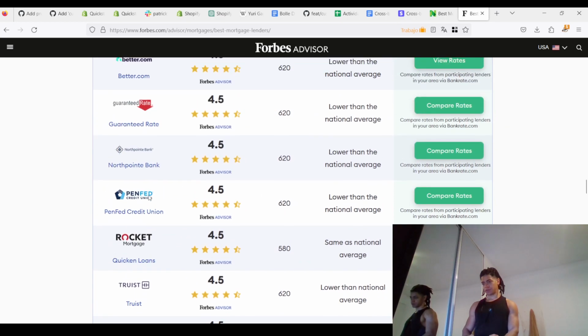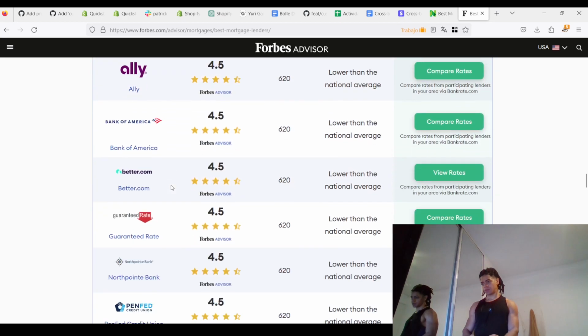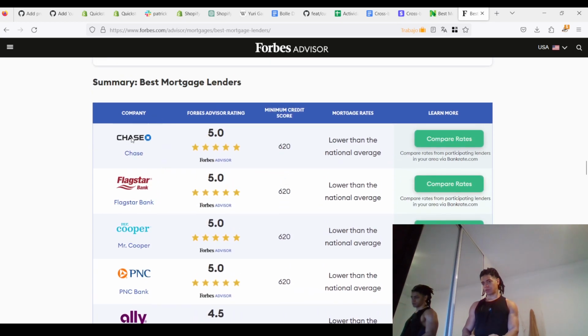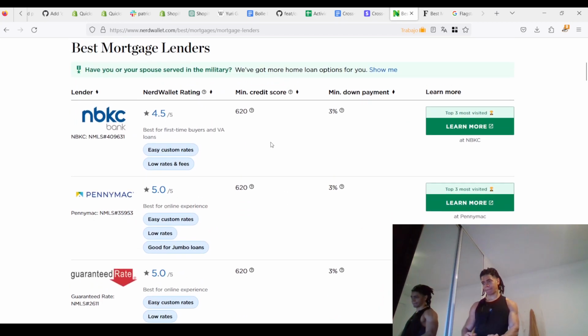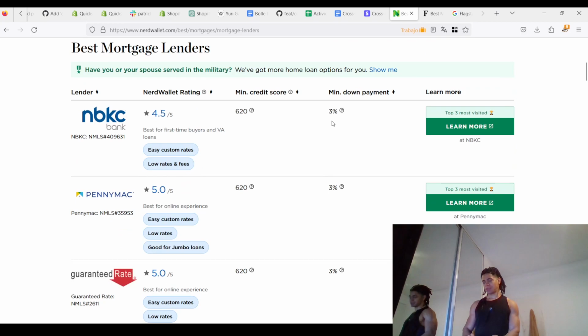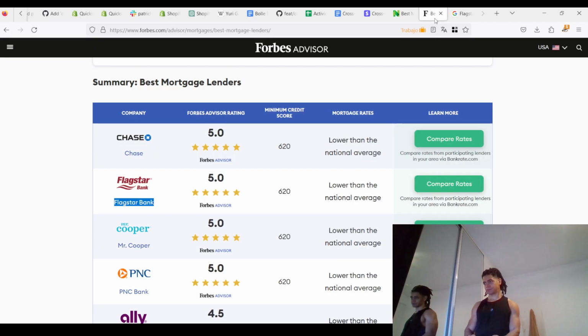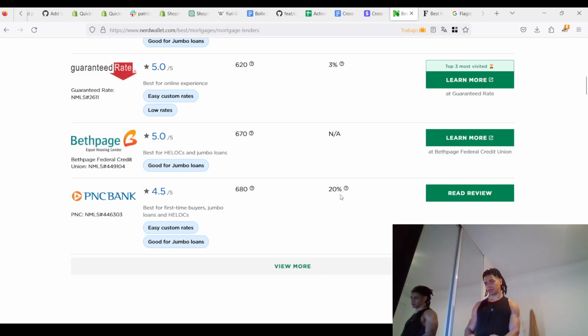And these are credit unions with lower than the national average mortgage rates. And all of them have a minimum credit score. Chase, Flagstar Bank. But you have to be careful with these mortgage lenders. Minimum down payment from 3% to 20%. Best for first-time buyers, jumbo loans, and HELOCs.